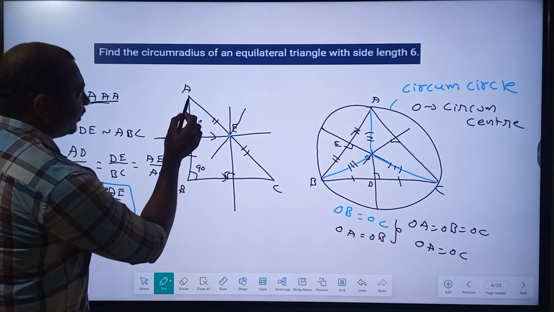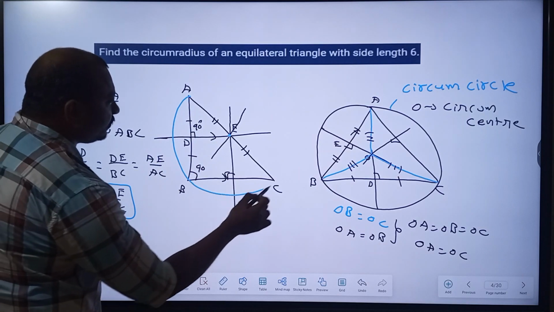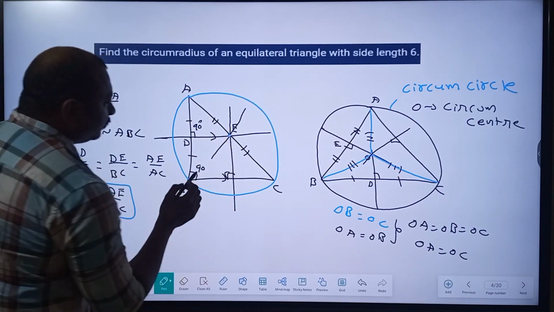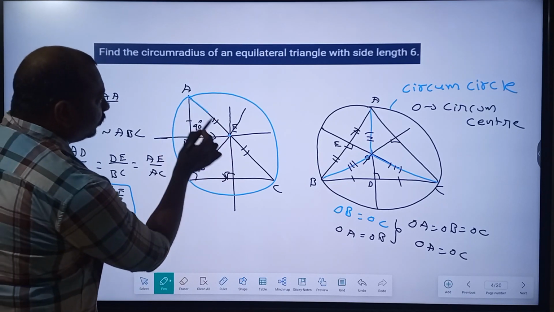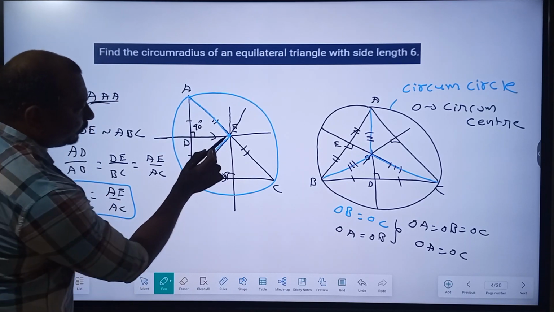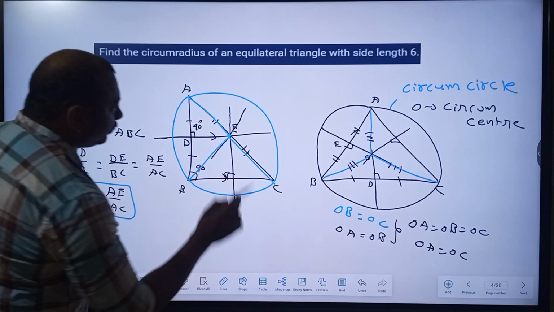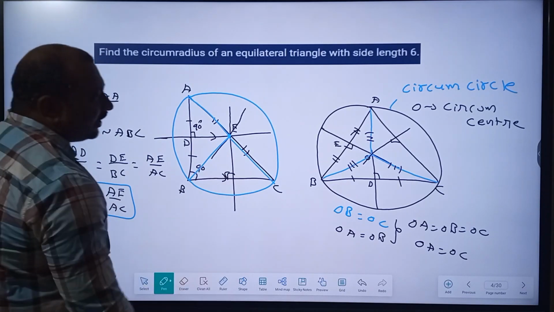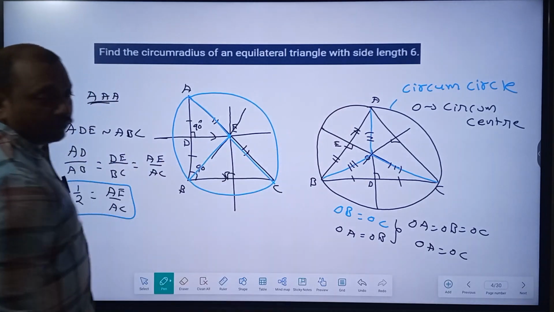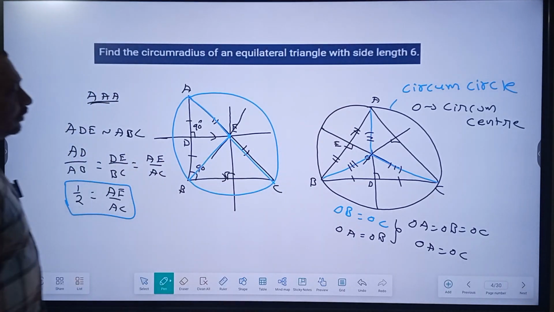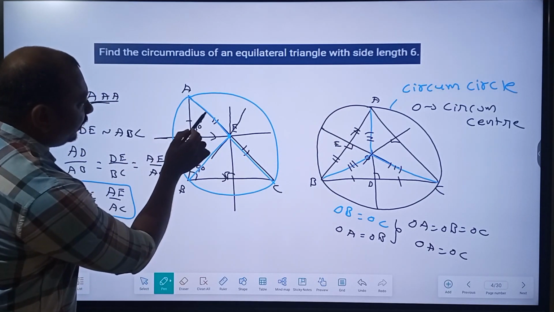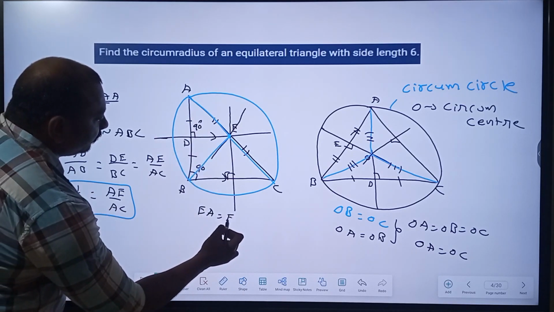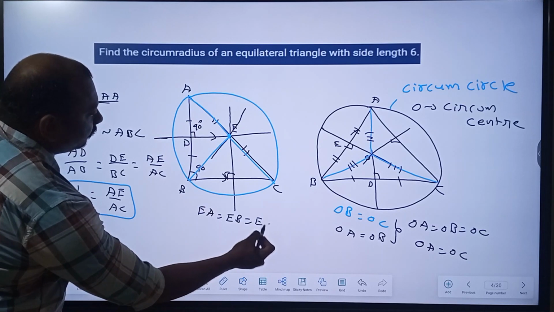Okay, now here if you draw a circle with center O and radius OB, okay, AE, BE and CE. Generally circumcenter is always represented with O. So we can call this the circumcircle with radius EA, EC and EB, and EB equal to AC.